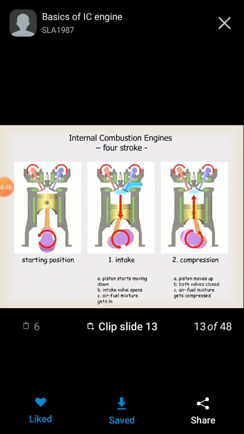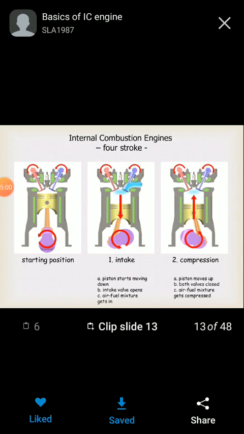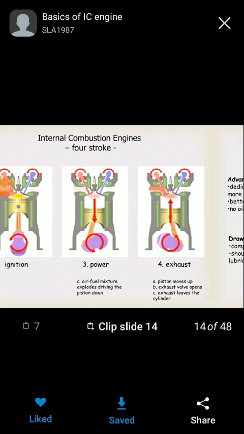Internal combustion engine for the 4-stroke cycle. In the intake stroke, the piston starts moving downwards. In process B, the intake valve opens. In process C, the air-fuel mixture gets in. In the compression stroke, in process A, the piston moves up, both valves are closed, and the air-fuel mixture gets compressed. In the power stroke, in process A, the air-fuel mixture explodes, driving the piston downwards. In the exhaust stroke, the piston moves up. In the second process, the exhaust valves open. In the third process, the exhaust leaves the cylinder.